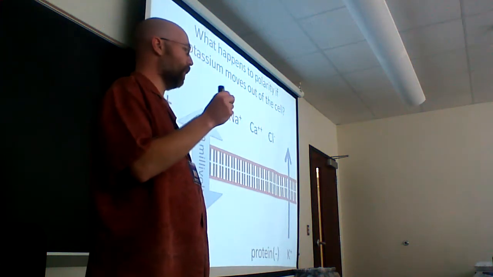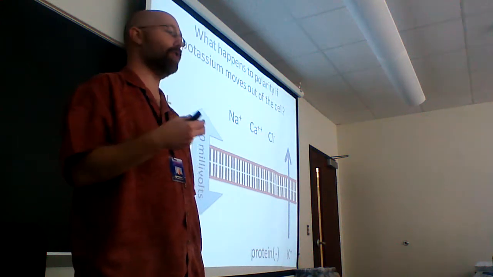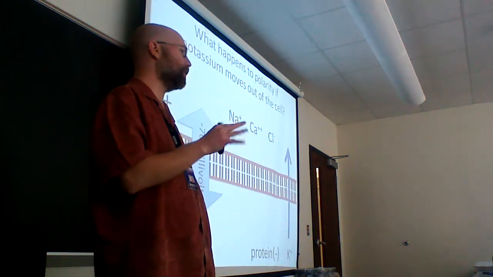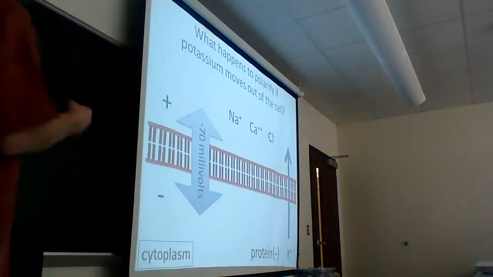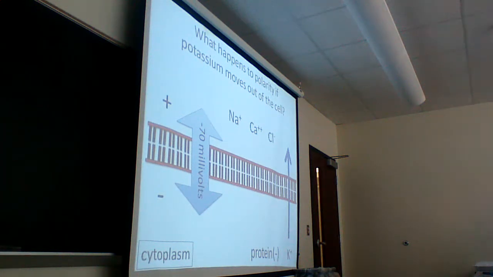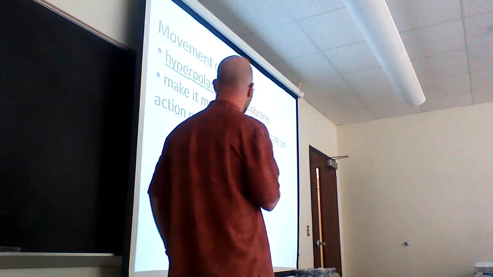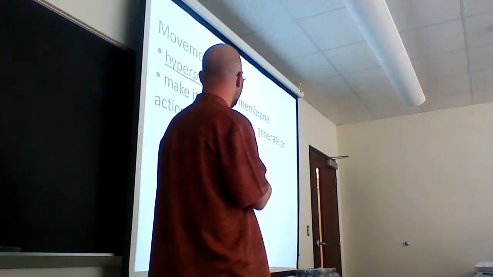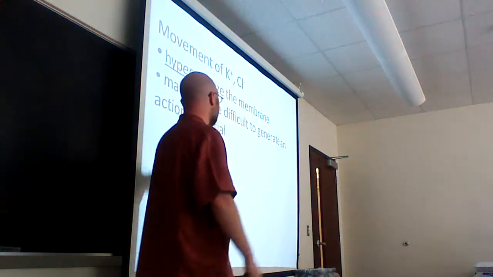We will move some of these things around after we have already depolarized, right? And that's going to change what happens a little bit, right? We're going to switch terminology. The phenomenon is the same, though, right? And you should be able to figure it out. So movement of potassium and chlorine in a resting cell is going to hyperpolarize the membrane. It's going to make it more difficult to generate an action potential, right?